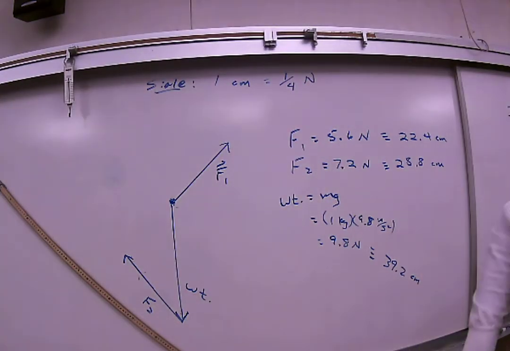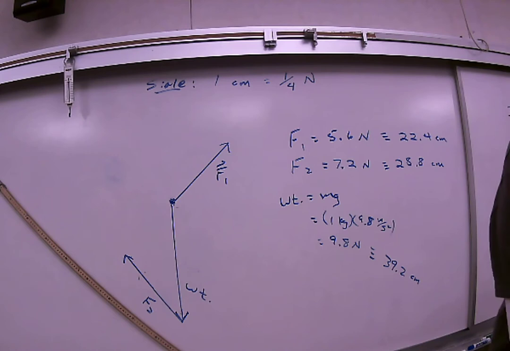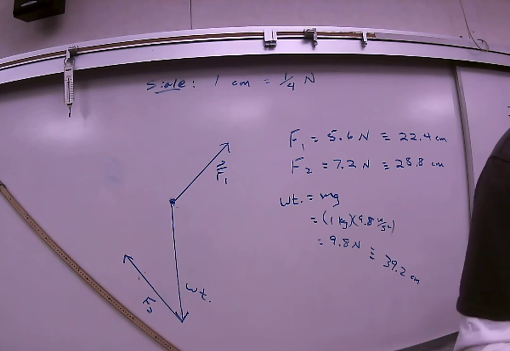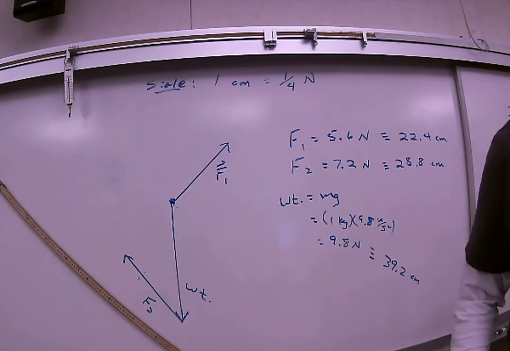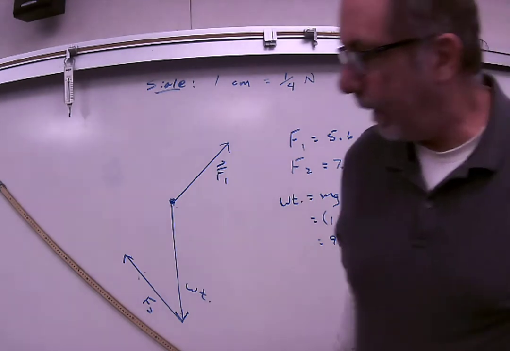Lost both screens. Both my screens went quiet at the same time. Okay, so there I have F2. Now I want to add F1 to this.